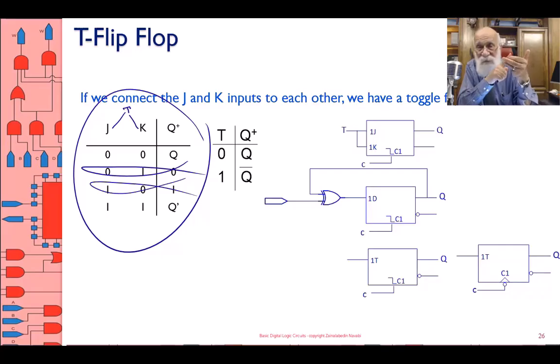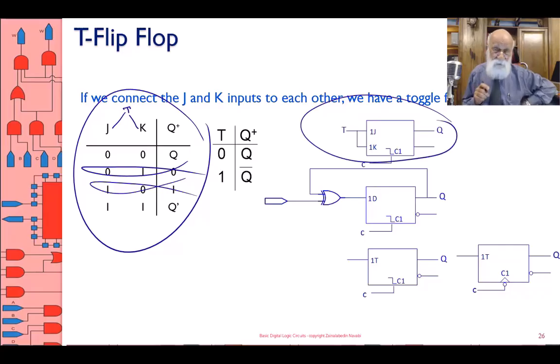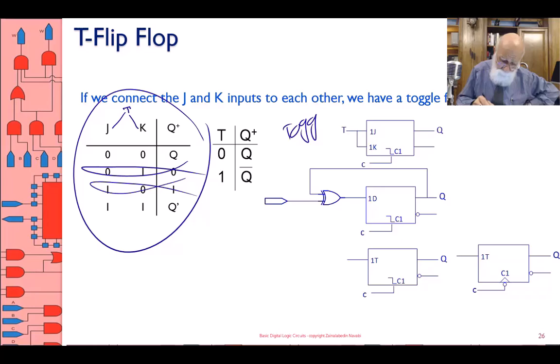For as long as T is 0, clock doesn't do a thing. When T becomes 1, it toggles. 0 becomes 1, 1 becomes 0, 0 becomes 1, 1 becomes 0. And therefore, using the JK flip-flop, we created a new flip-flop, the toggle flip-flop.